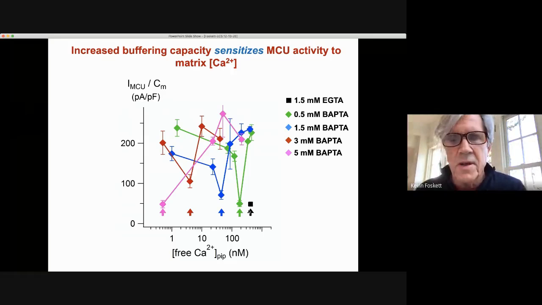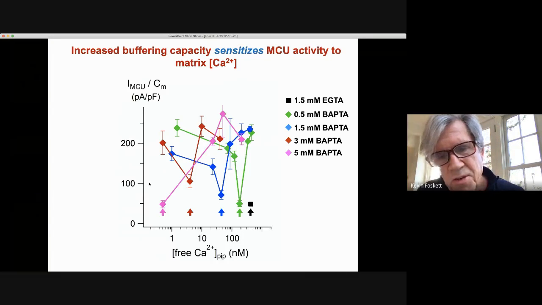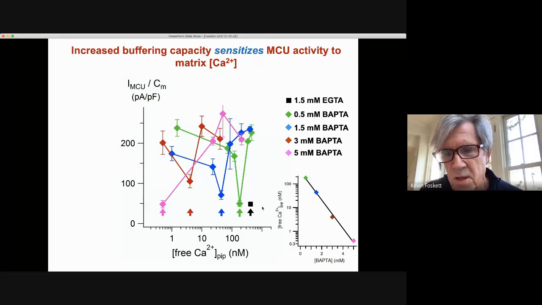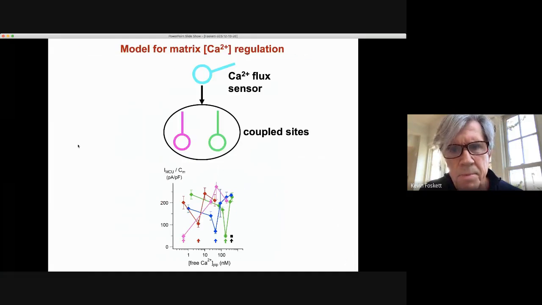As we increase the concentration of BAPTA, instead of shifting everything to the right, the biphasic relationship stays intact, and it shifts everything to the left. So increasing buffering capacity sensitizes MCU to matrix calcium concentration. And in a semi-log plot, that's a linear relationship, suggesting that there's one dominant process that is being regulated by BAPTA. And so we had to come up with a more complicated model.